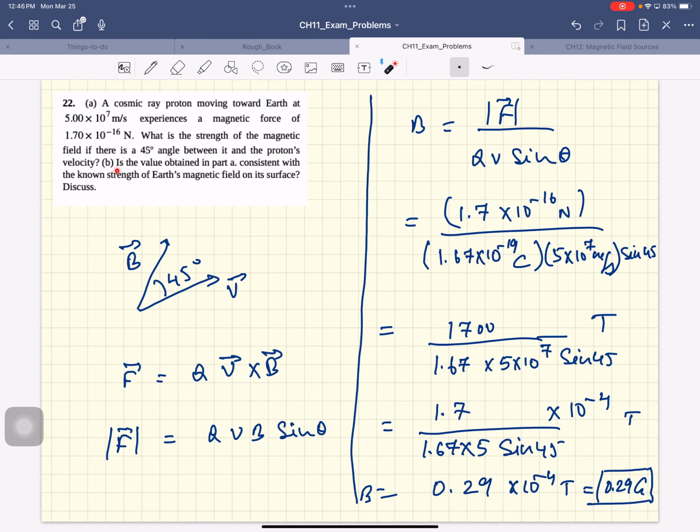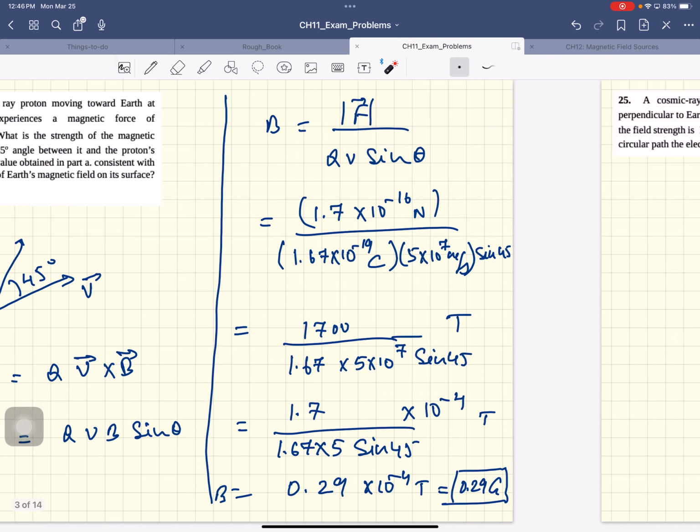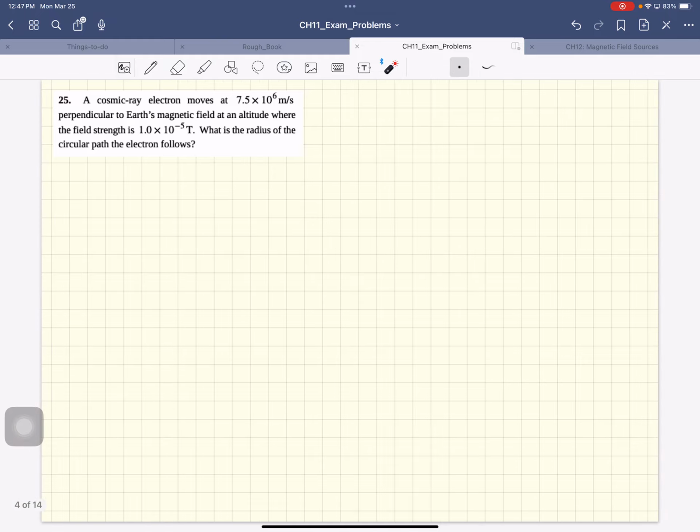All right, in part B, it says is the value obtained in part A consistent with the known strength of the Earth's magnetic field? Yes, it is, okay? So this says a cosmic ray electron moves at 7.5 times 10 to the 6 meters per second perpendicular to the Earth's magnetic field at an altitude where the strength is 10 to the minus 5 Tesla, or 0.1 Gauss. What is the radius of the circular path the electron follows?